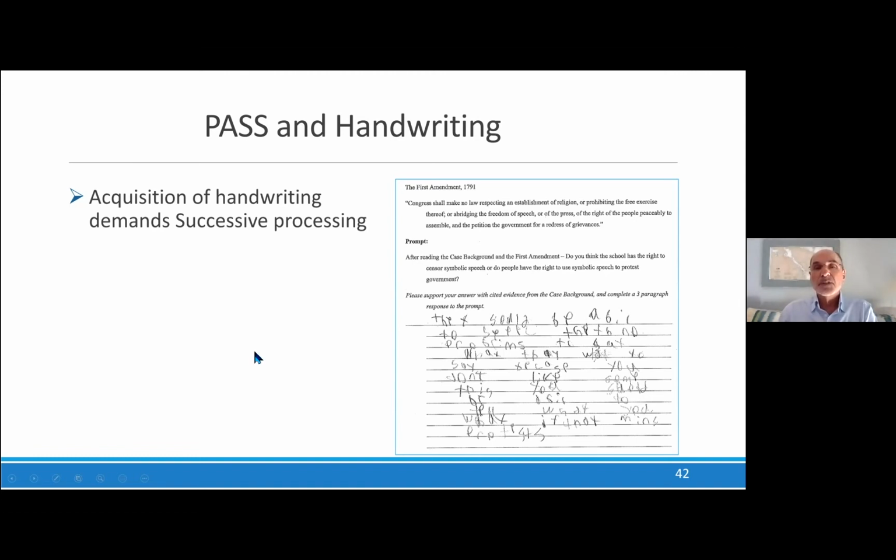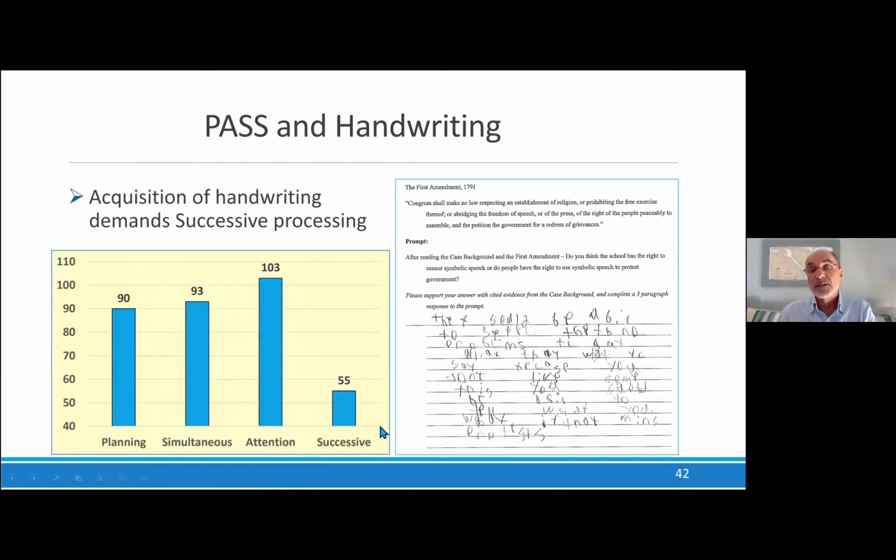She asked me if we could understand this horrible penmanship from PASS theory, and I said yes. And then she said, well, you know what? We have CAS scores on this boy. And look, this young man had 90 in planning, 93 simultaneous, 103 attention, and a 55 standard score in successive processing. Remember, this is a mean of 100 and SD of 15. This is a young adult with a tremendous learning disability. And it showed up in his handwriting and other things.